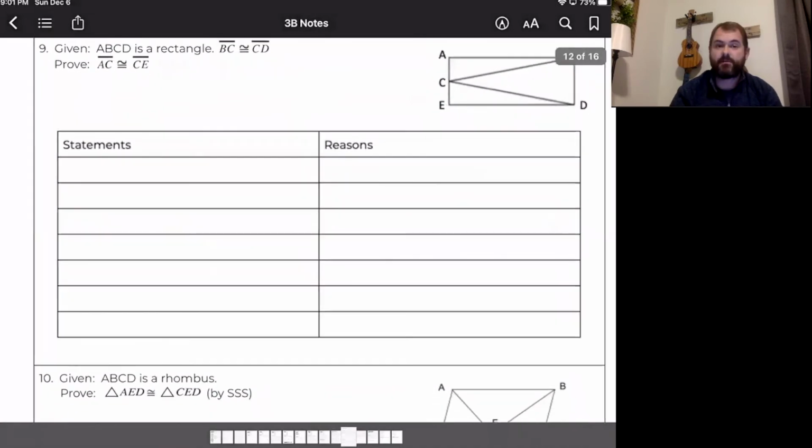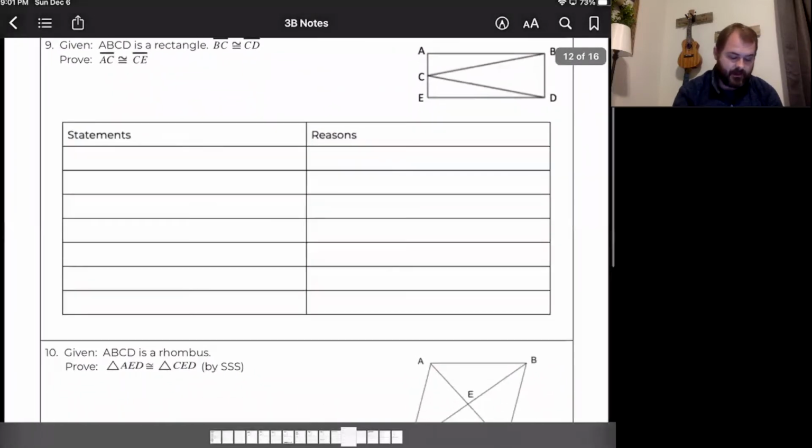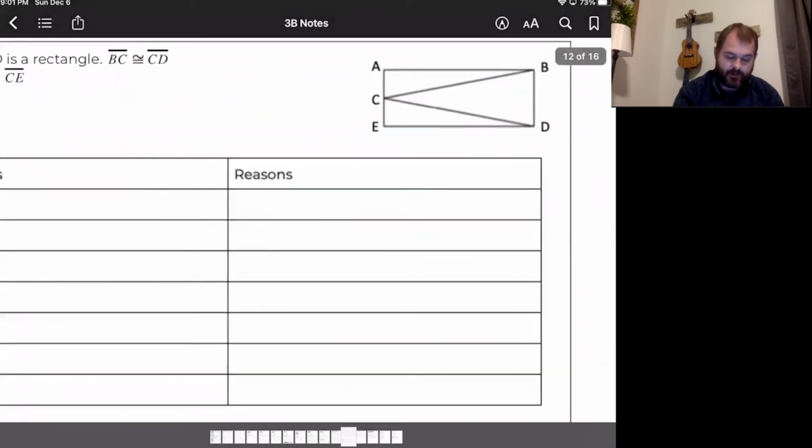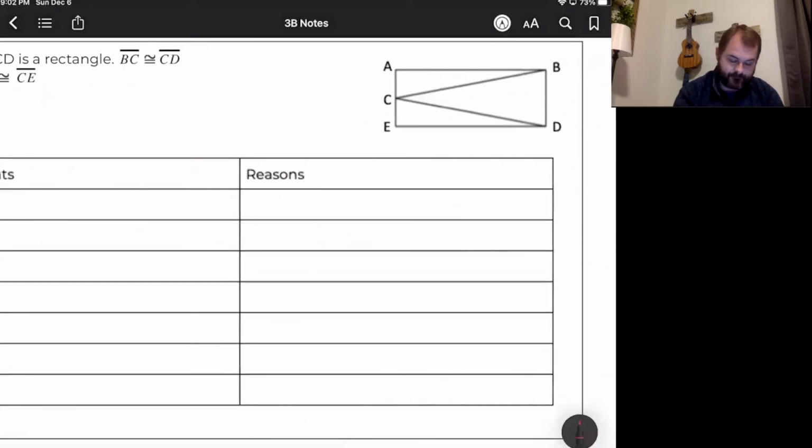All right, so as we look at number 9 here, we are given ABCD is a rectangle, and we are given some other information about that. Okay, we're told that BC is congruent to CD. So I'm going to actually mark that. BC is this segment, and CD is this segment. Those are not diagonals of a rectangle. Okay, those are just extra segments that have been put in there.